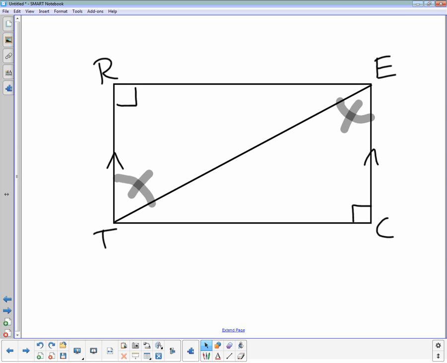Okay. Anything else I can mark up? What can I mark up? Hash marks in the middle. By what property? The reflexive property.